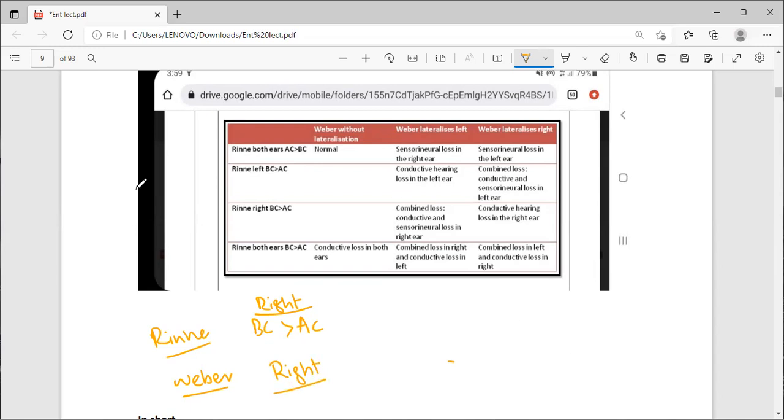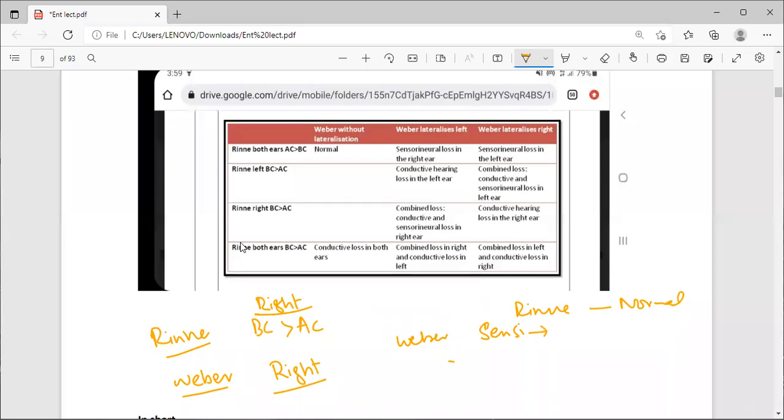Okay, very good. So now, if you have a sensory neural hearing problem, for example, let me take this example. Maybe they did the Rinne test and it is normal, meaning there's no problem with the Rinne. Yes, very good.